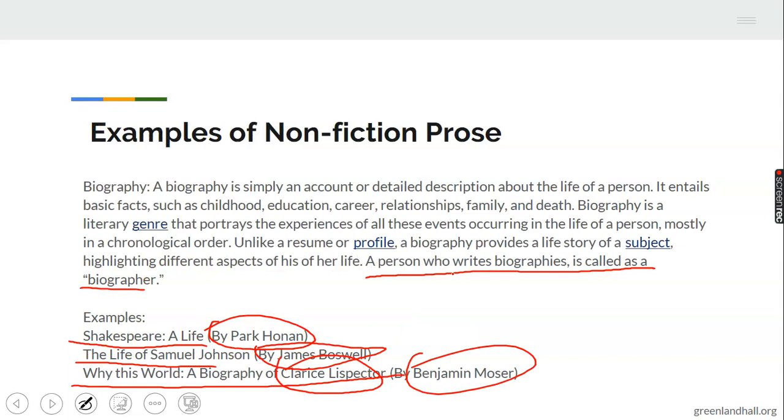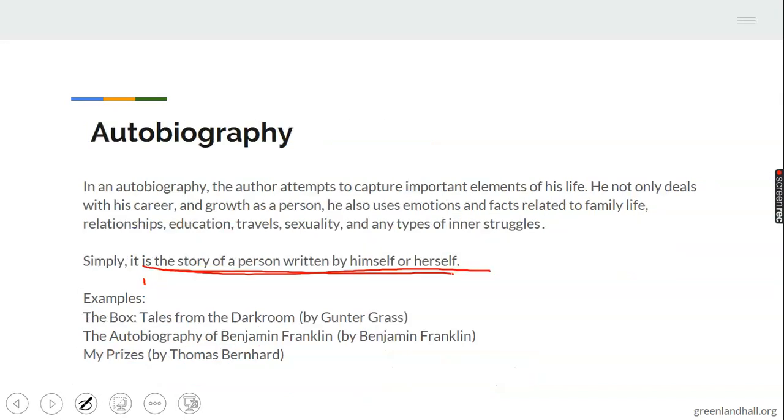Here, the person written about might be dead. The person might not be alive again. But here, the writer is alive to write his or her story.